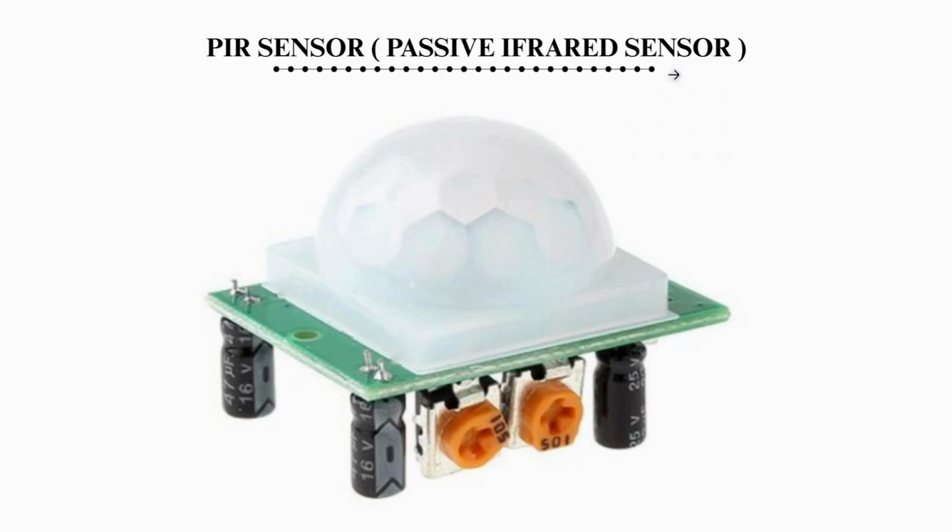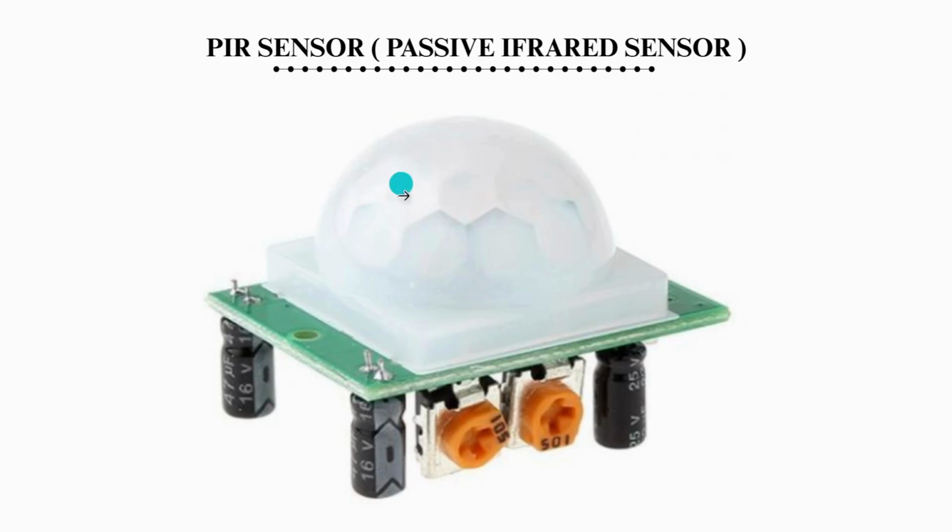A PIR sensor, that is a passive infrared sensor, will detect any human movement or any object movement in front of this sensor. Wherever you place the sensor, if anything moves in this way, then it will be detecting that and it will send the signal for you in terms of hardware output or the software, that is your IDE or any other platform whichever you're using.